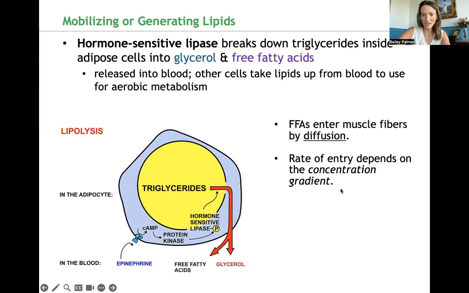The rate of entry depends on the concentration gradient, so it depends on how strong the gradient is. If we have high amounts of fatty acids already within the muscle cell, then our concentration gradient is relatively stable and we will see a decreased rate of entry or rate of diffusion. But if there's higher amounts of fatty acids outside of the muscle cells, like lipolysis has been occurring, and we have low levels of fatty acids inside the muscle cells, that creates a greater concentration gradient, so we see increased diffusion or rate of entry of the fatty acids into the muscle fibers so we can use them for aerobic metabolism.